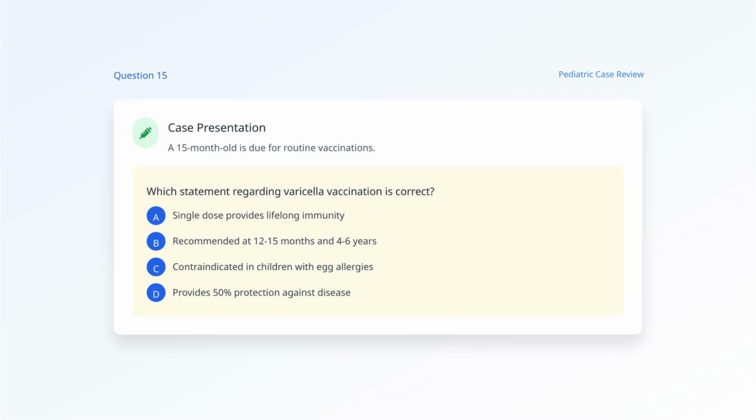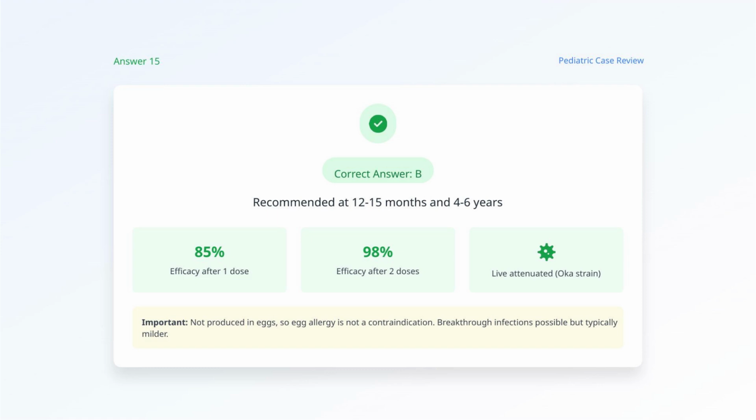B. Recommended at 12 to 15 months and 4 to 6 years. C. Contraindicated in children with egg allergies. D. Provides 50% protection against disease. The correct answer is B. The varicella vaccine is recommended as a 2-dose series, with the first dose at 12 to 15 months and the second dose at 4 to 6 years of age.